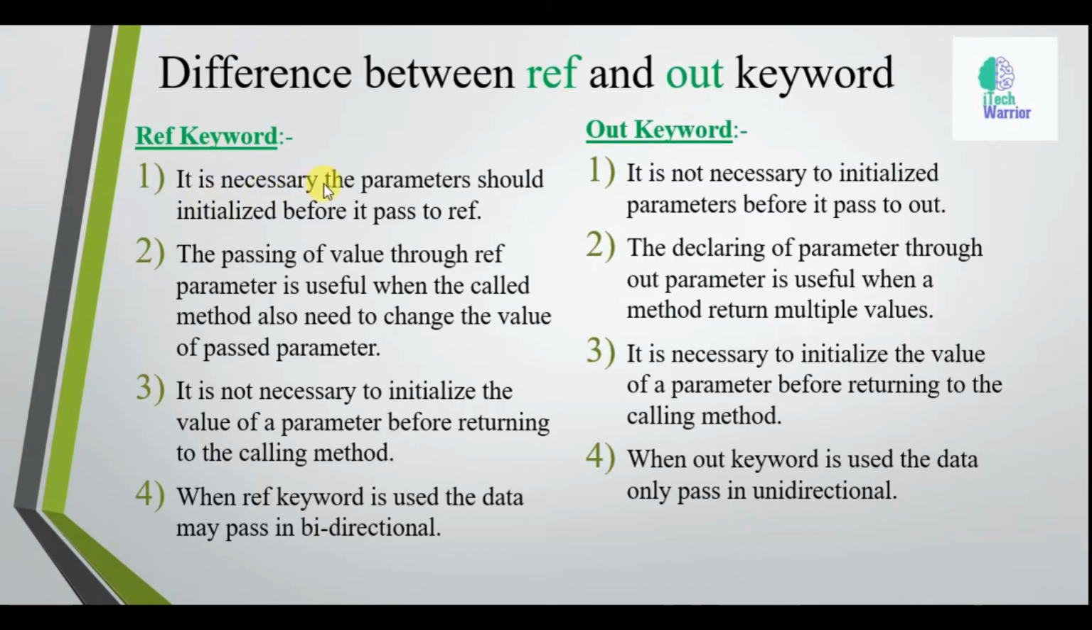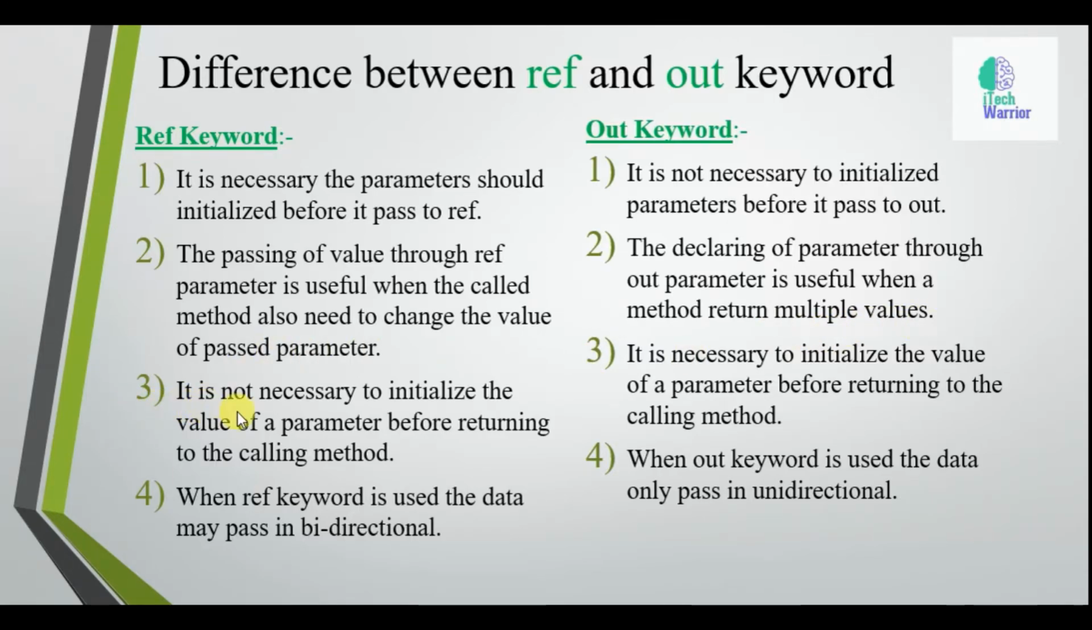The first point is that it is necessary for the parameter to be initialized before it is passed to ref, and in the out keyword it is not necessary to initialize the parameter before it is passed. The second point is that passing a value through a ref parameter is useful when the called method also needs to change the value of the passed parameter. And declaring a parameter through out is useful when a method returns multiple values.